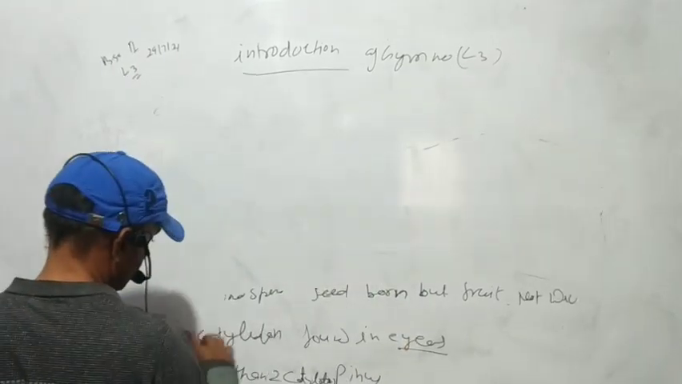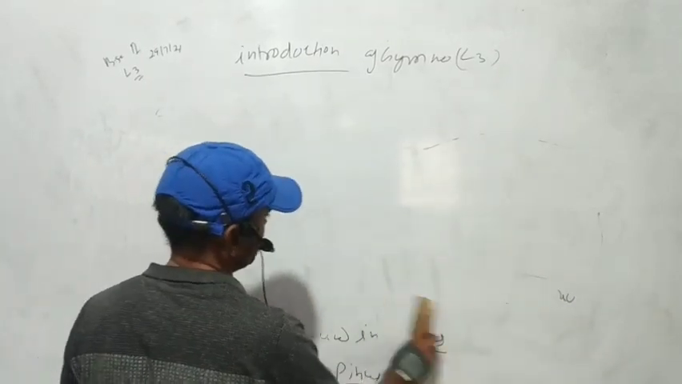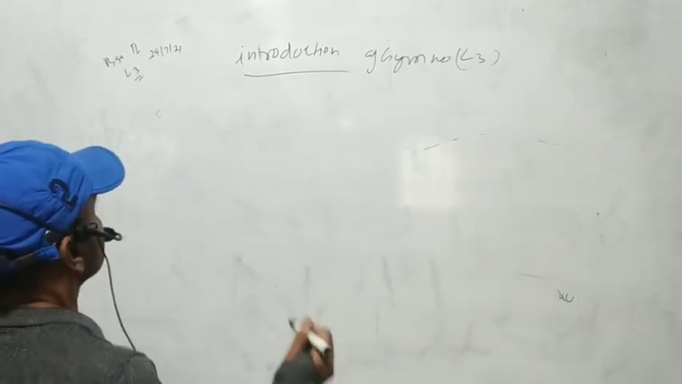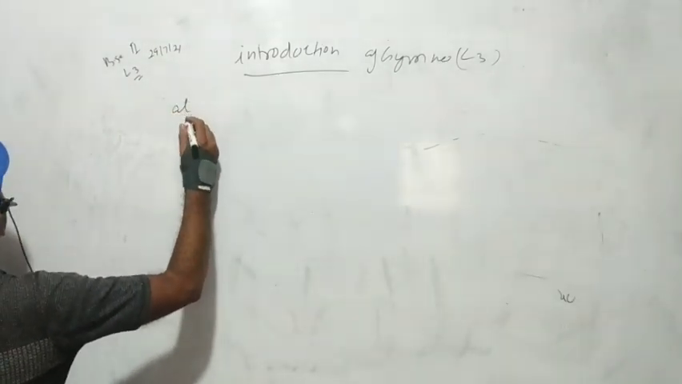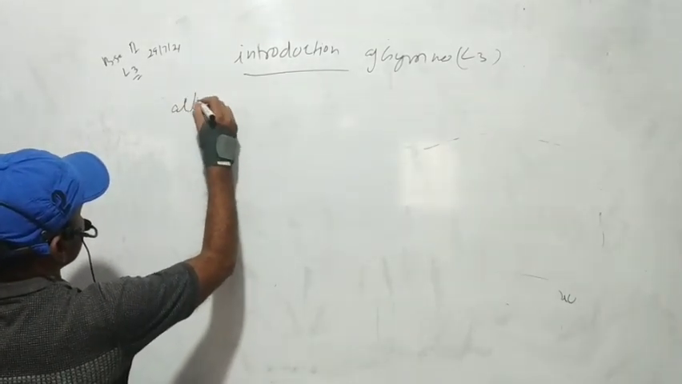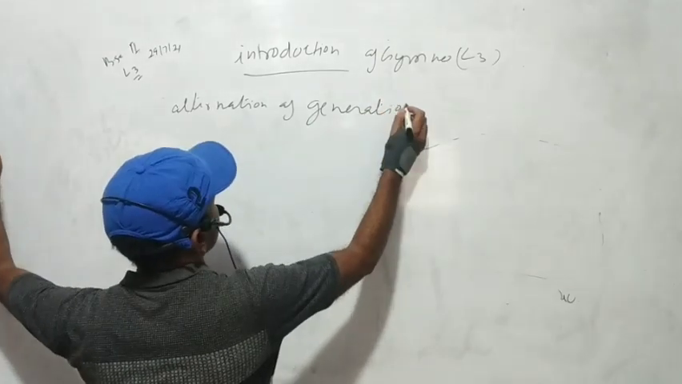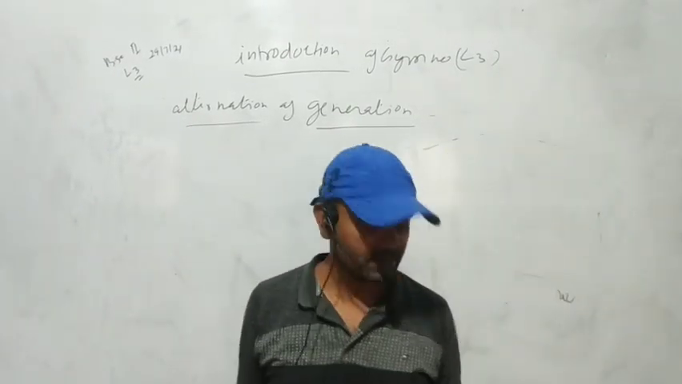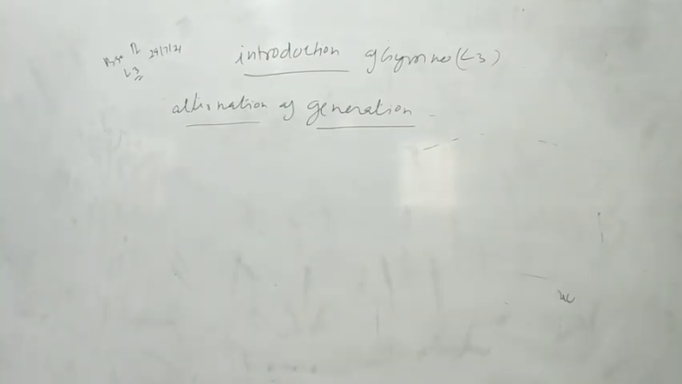Now the next point. These are all about the embryological characters in the introduction of gymnosperm. It is L3, lecture 3. Now alternation of generation. Listen carefully, see carefully. I tell you about the alternation of generation. It means when two types of generation come alternately, one by one.